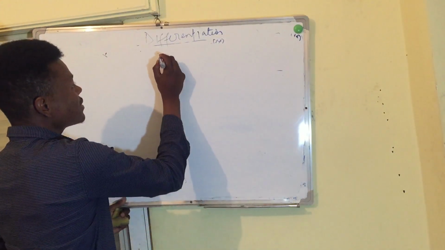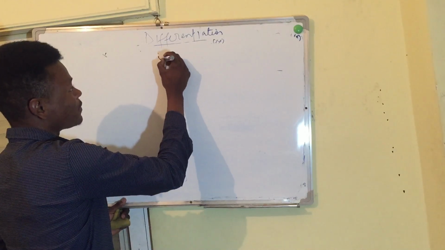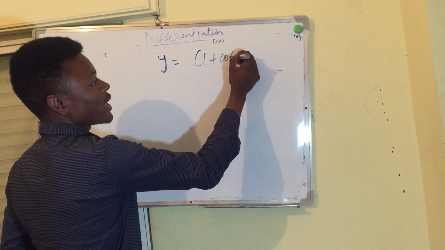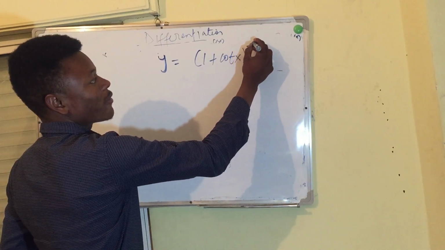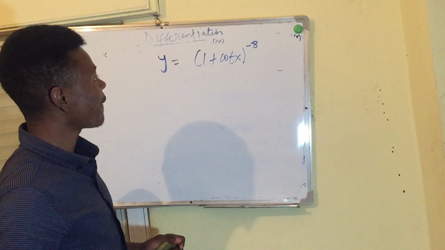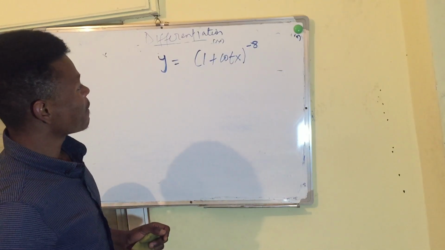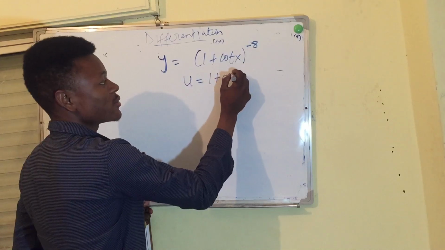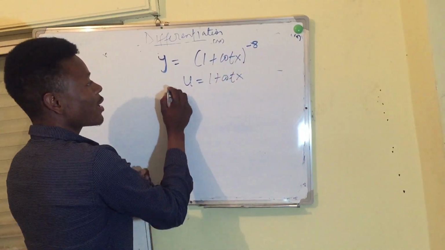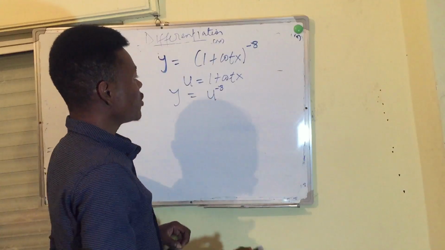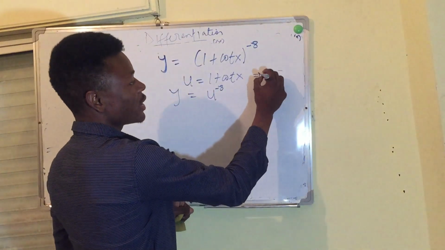Next, let us do one more example. For example, when you have 1 plus cot x to the power of negative 8, what is the derivative of this function? Well, let u be 1 plus cot x. So you see y becomes u to the power of negative 8. So from here, you should know du dx.